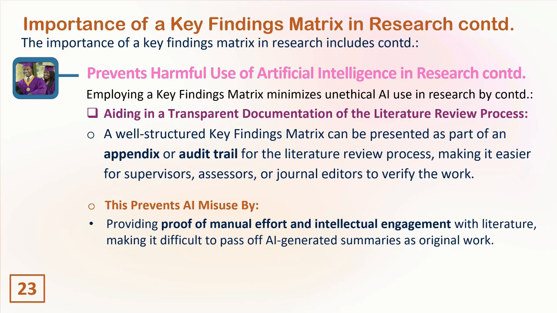A key findings matrix also minimizes unethical AI use in research by aiding in a transparent documentation of the literature review process. A well-structured key findings matrix can be presented as part of an appendix or audit trail for the literature review process, thus making it easier for supervisors, assessors, or journal editors to verify the work. This prevents AI misuse by providing proof of manual effort and intellectual engagement with literature, thus making it difficult to pass off AI-generated summaries as original work.